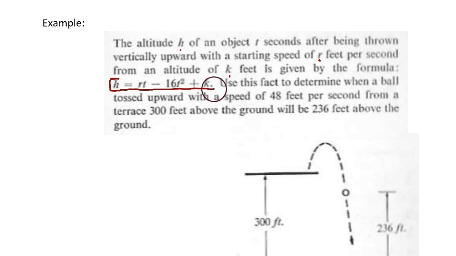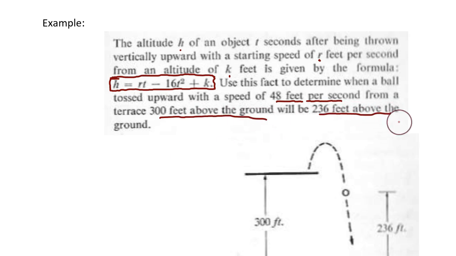If you've already taken physics class, you'll recognize this formula for moving objects. Use this fact to determine when a ball tossed upward with a speed of 48 feet per second from a terrace 300 feet above the ground will be 236 feet above the ground. That was a really long paragraph.